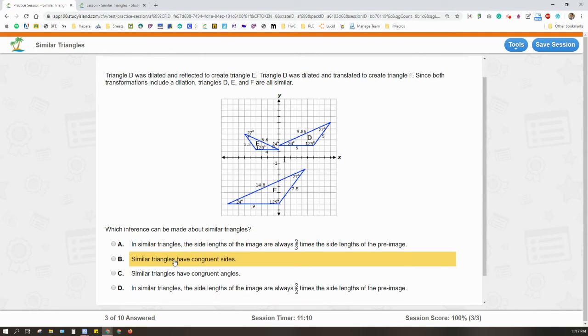B, similar triangles have congruent sides. No. Congruent means exactly the same. If these are all similar triangles, their sides aren't the same. They're not exactly the same size. That would make them congruent triangles, so that's wrong.